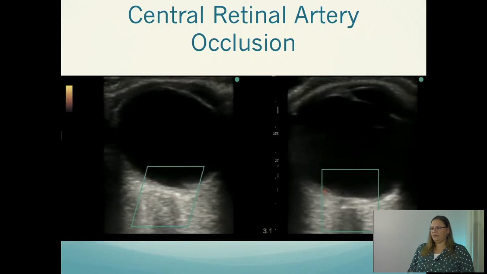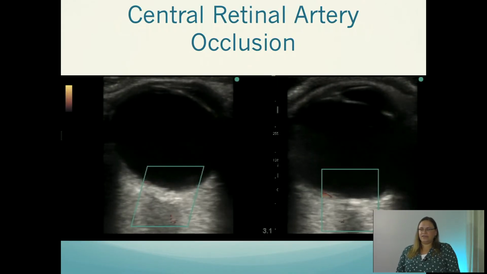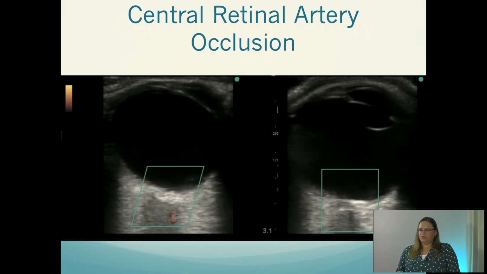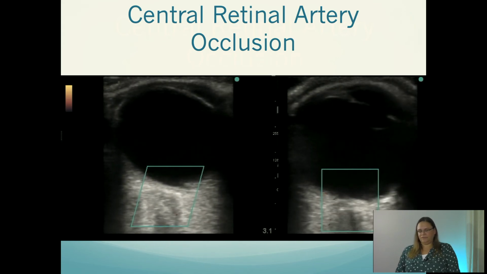So here we have our normal orbit on the left here, and then this is our patient on the right, and we're using our power Doppler here to pick up these low flow states. And you can see on the left that there is flow, and we're not seeing any pulsatile flow on the right.